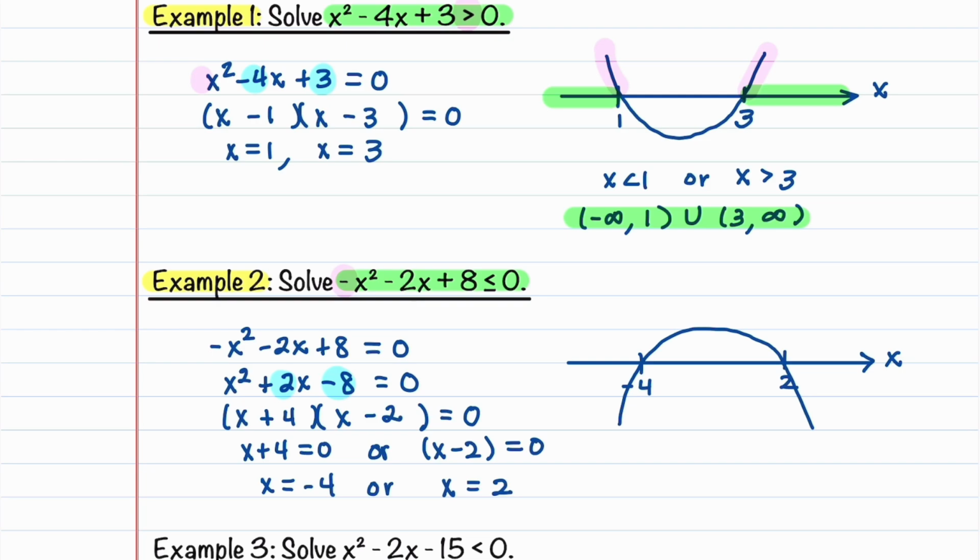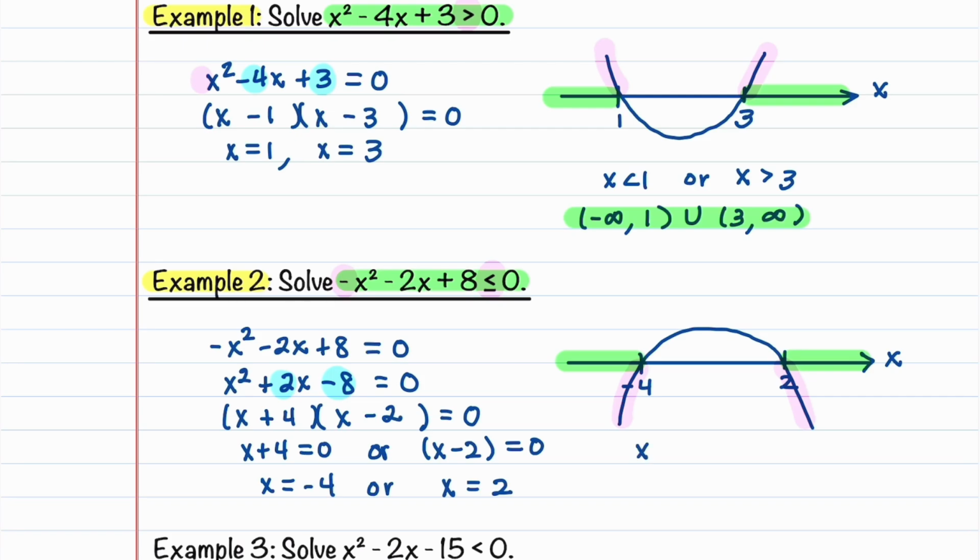Now we have to go back up to our inequality again, and let's look at the inequality sign. We have a less than or equal to 0. This means we're going to be looking for when our parabola lies below the x-axis or is equal to 0. And that's in those two regions. And those two regions correspond to x being less than or equal to minus 4 and x being greater than or equal to 2. Let's write that down.